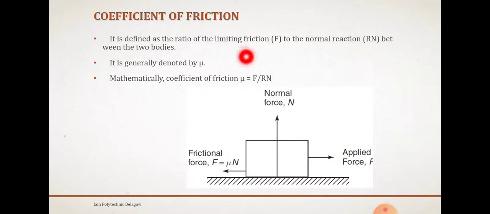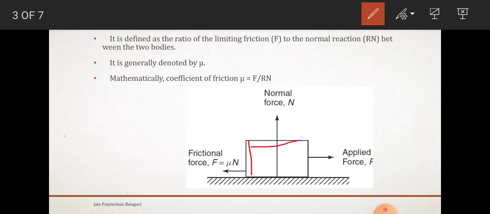Now, coefficient of friction. So how do we define the coefficient of friction? To understand that, let us observe the diagram. There is one block over here. This is the applied force, that is F, and this is the force of friction or frictional force. We know that the applied force and the frictional force always act opposite to each other, because the frictional force is nothing but the resistance force, and this normal force we denoted by Rn. Rn is the normal reaction force.